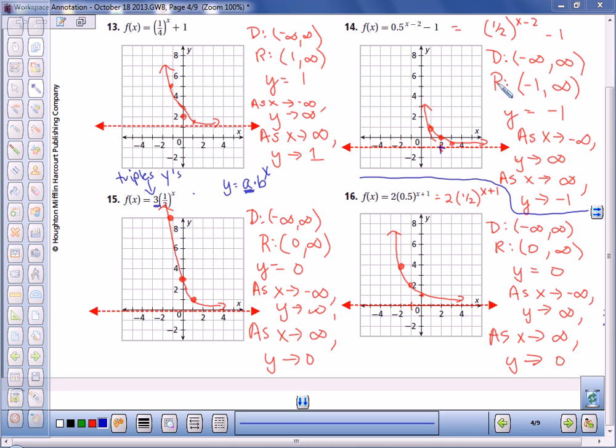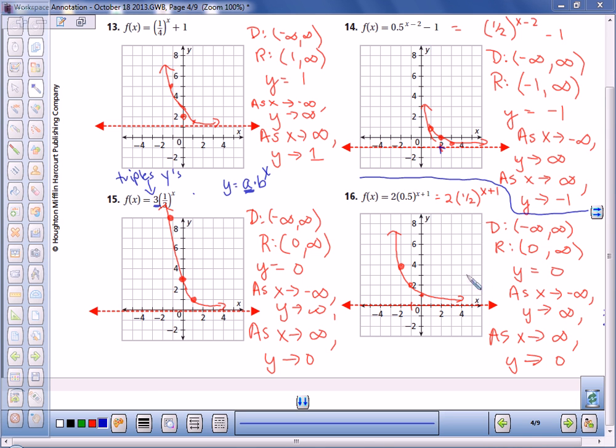So we were supposed to do the domain, range, and everything for what questions? 13 through 20. Okay. Negative infinity to positive infinity, range is negative 1 to infinity. y equals negative 1 is your asymptote. Are you putting y equals and not just negative 1? Because it's a line. It's not just a value. It's a line.